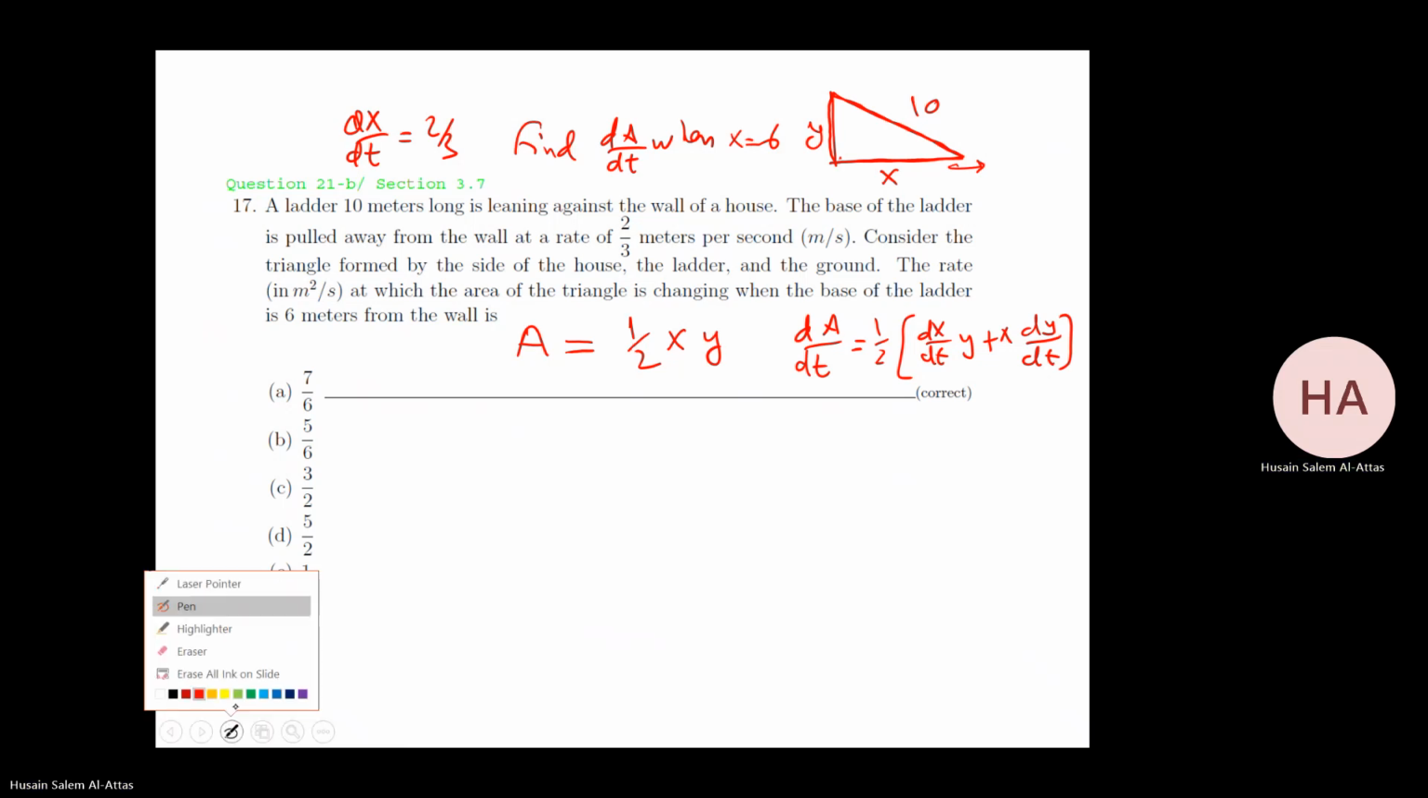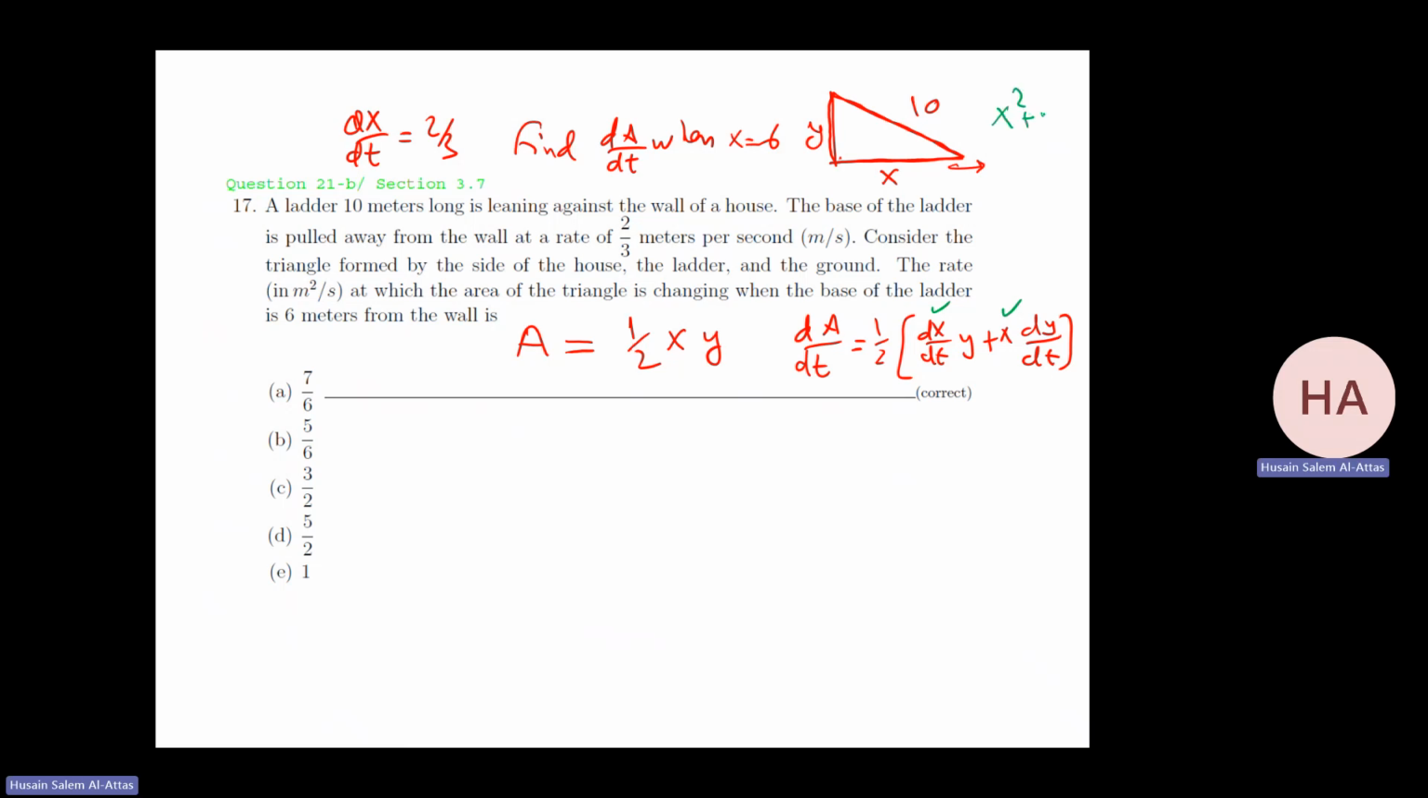Okay, so what is given? This is given, and this is given, but I don't know dy over dt. Why can I get it easily? Because they have the relation x squared plus y squared equals 100.